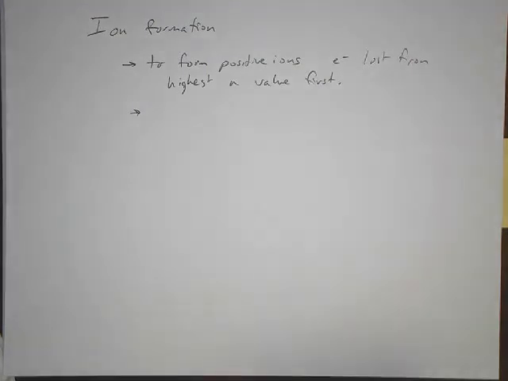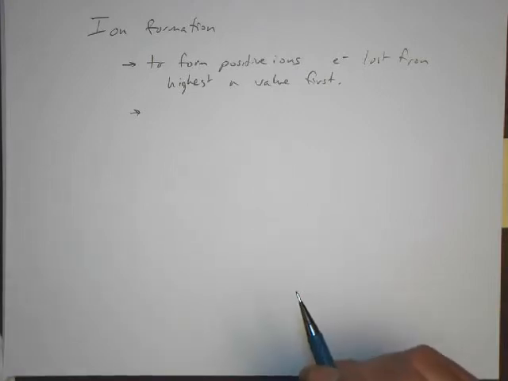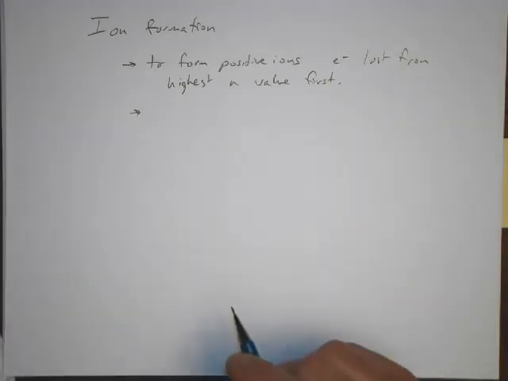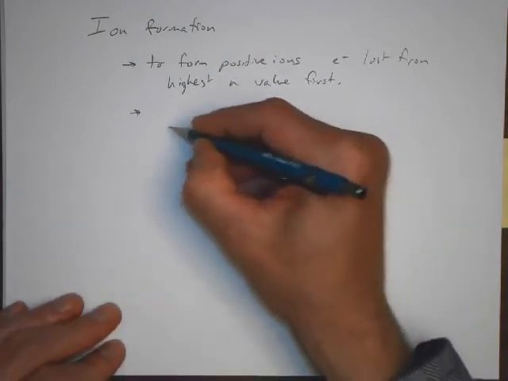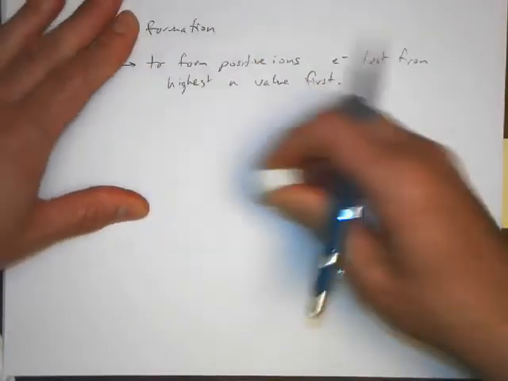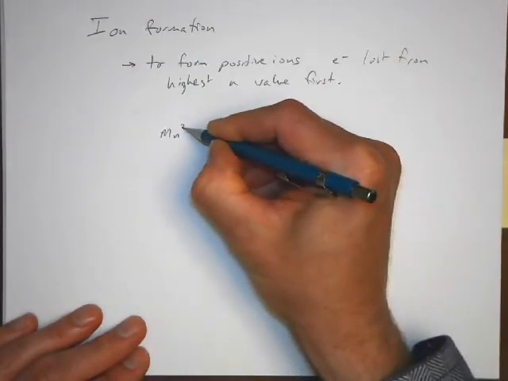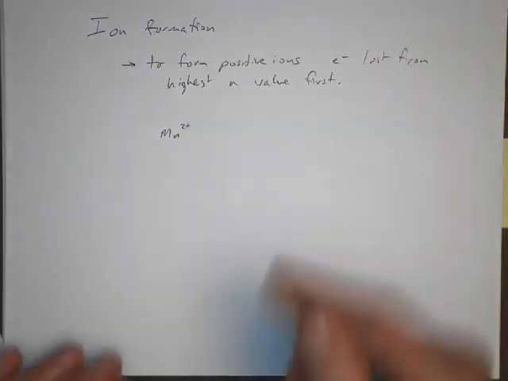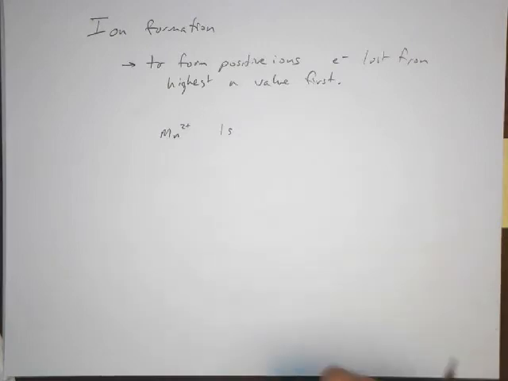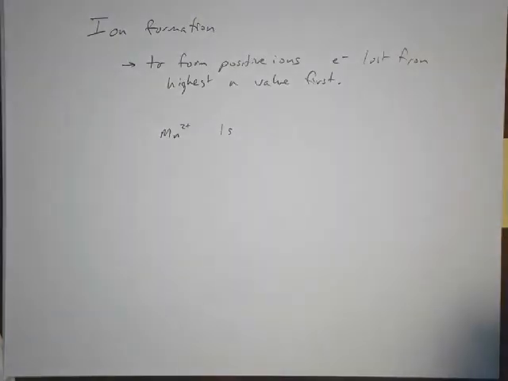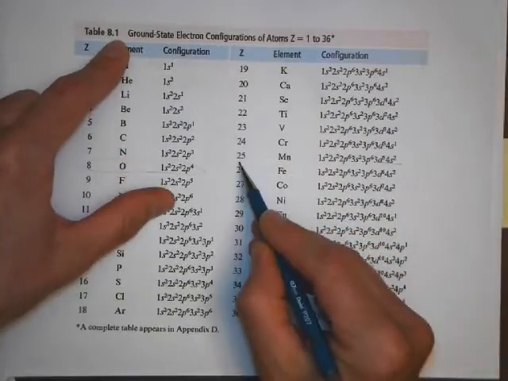Well, here, let me put it this way. We remove the electrons and we leave the protons. Let's look and see what might happen with that. For example, if we have manganese +2. If we look at where manganese is and what its electron configuration would be, okay, this is table 8.1. I'm just going to look for manganese.